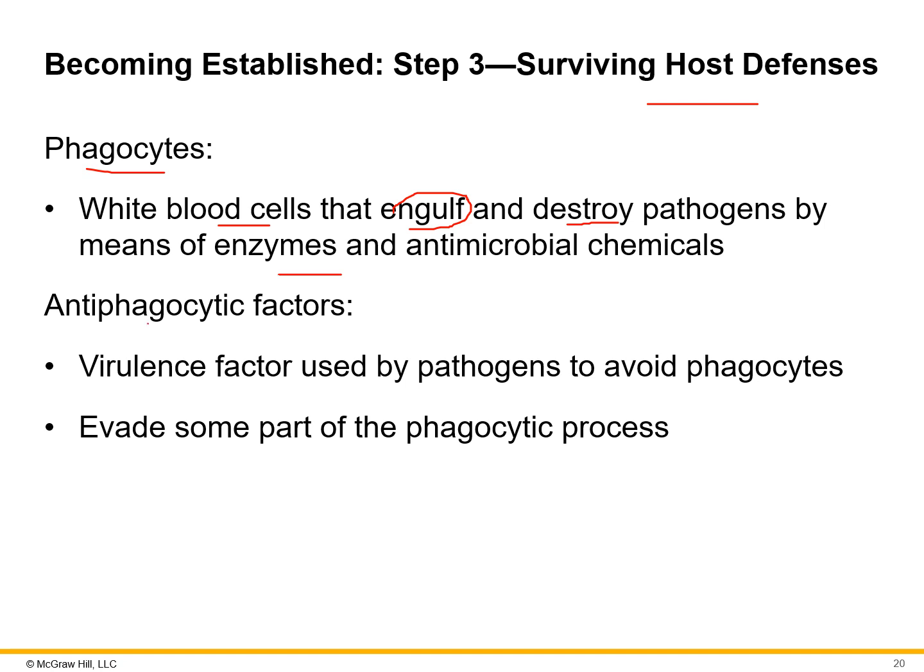However, different pathogens have virulence factors that allow them to prevent phagocytosis. One is that they can avoid phagocytes. The capsule is a really good one. Because it's covered in that sugary layer, our immune system doesn't recognize it. It can't bind to it. So those phagocytes don't engulf it. Or they evade some part of that process. So they're resistant to the enzymes that the phagocyte is using or to those chemicals. So it gets engulfed, but it doesn't get destroyed.